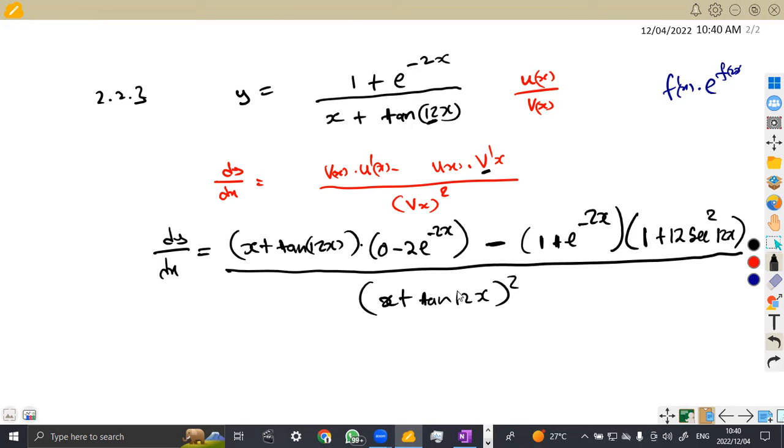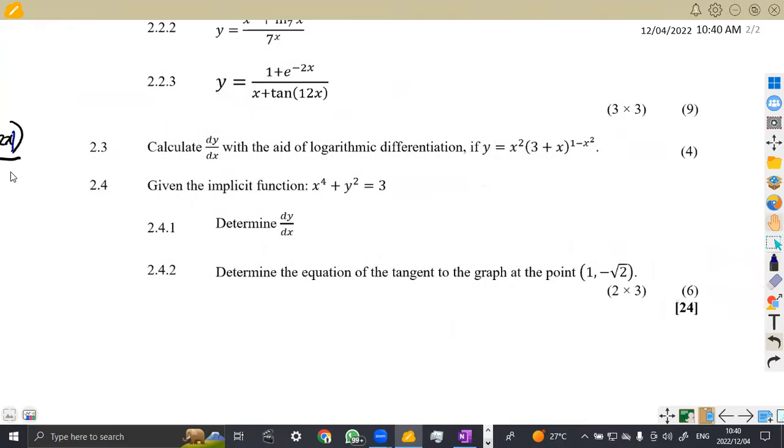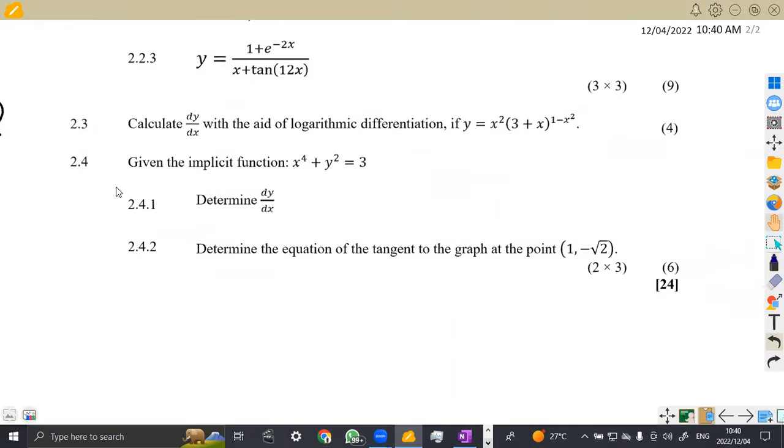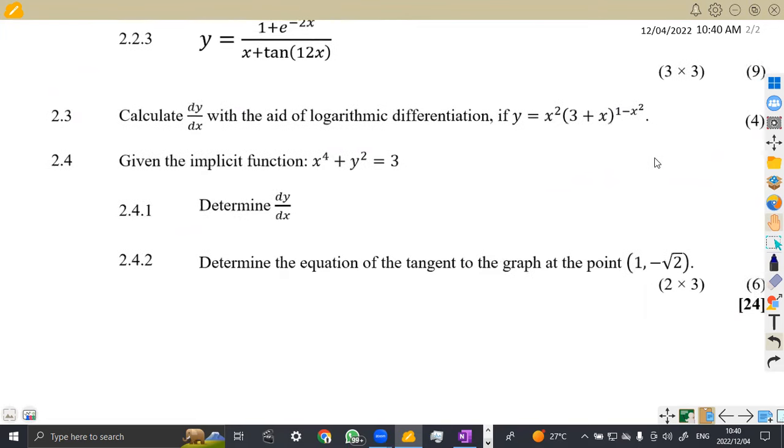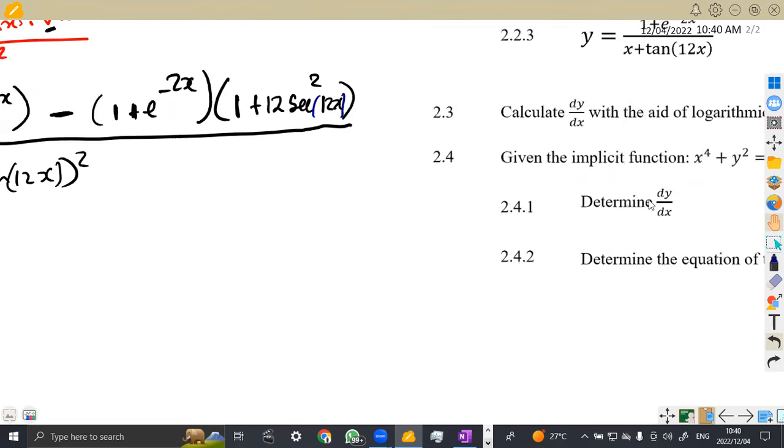So that's what we had, guys. Just put the brackets here if you want, or just leave it like that. Since simplification is not required, I'm just going to leave it at that point. That's what we had there. All right, that's 2.2, 3 with 4 marks. Determine or calculate dy/dx with the aid of logarithmic differentiation of y equal to this expression, and that was actually 4 marks. So that was 2.3.